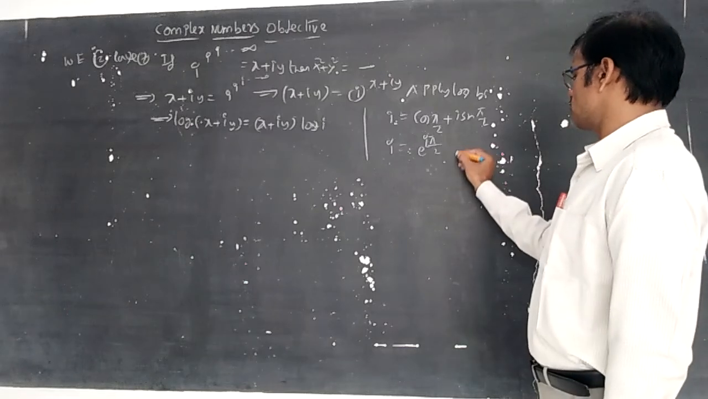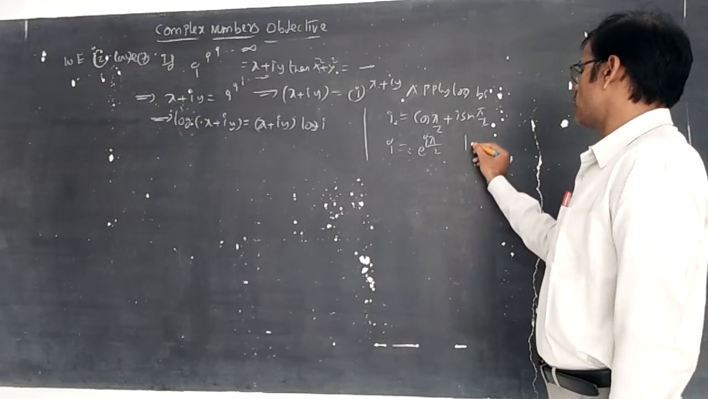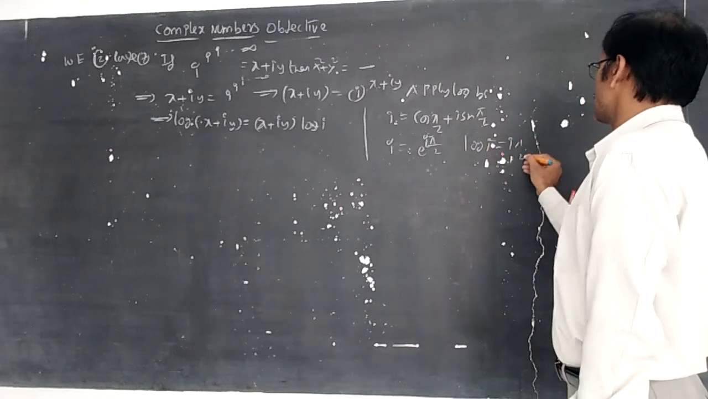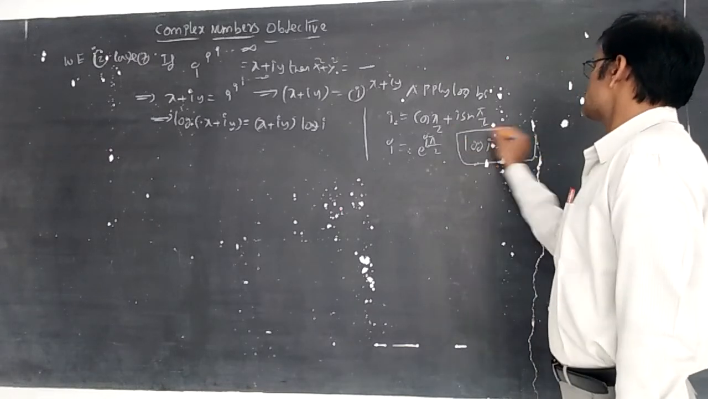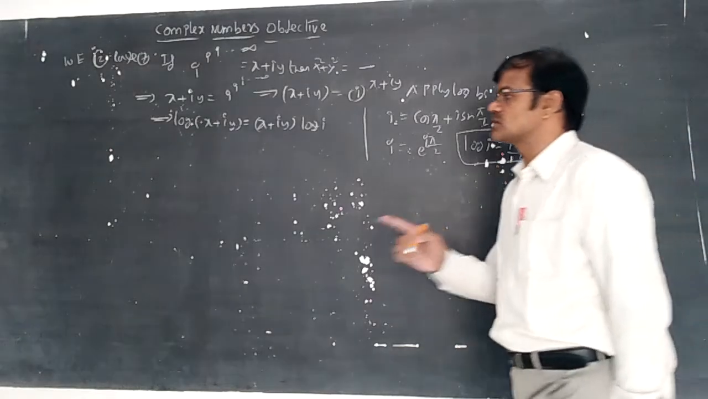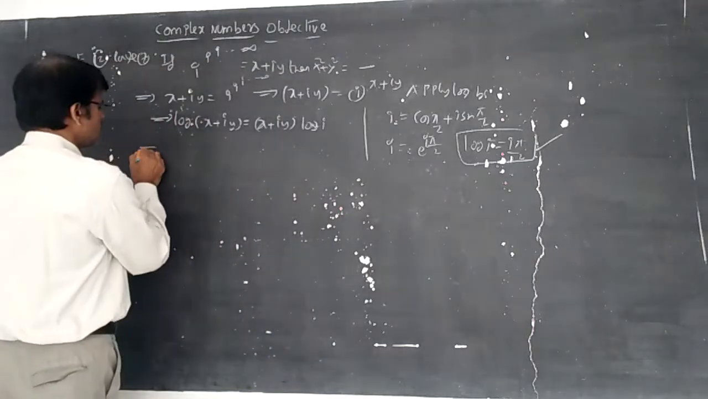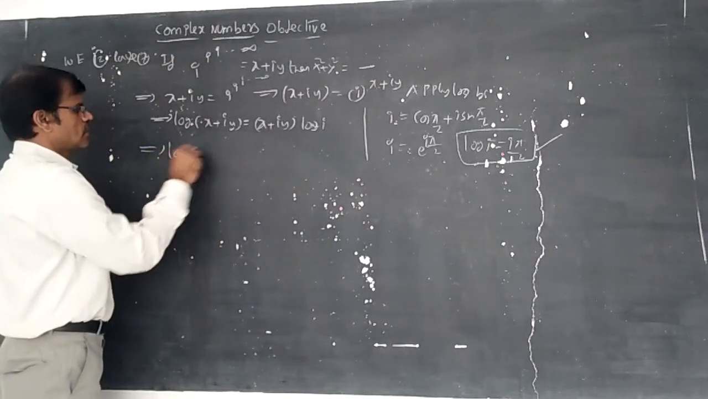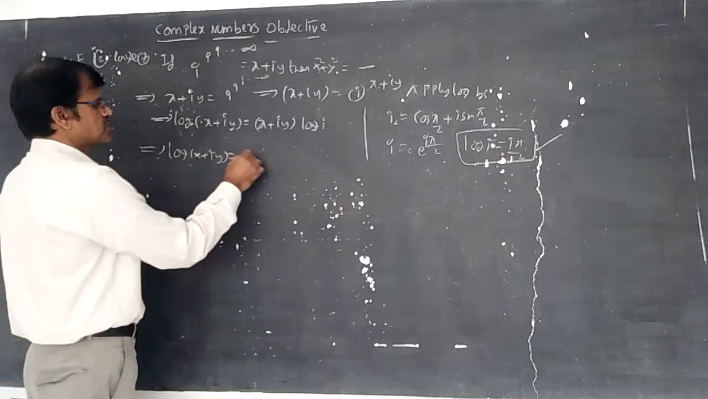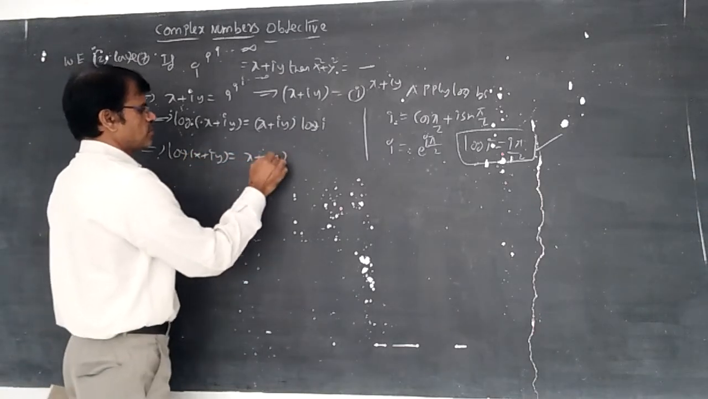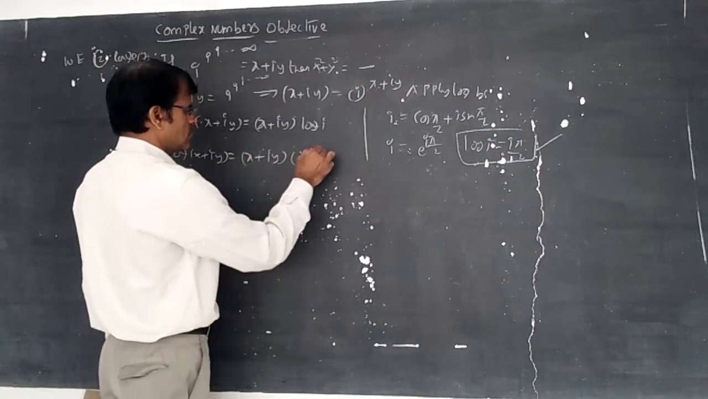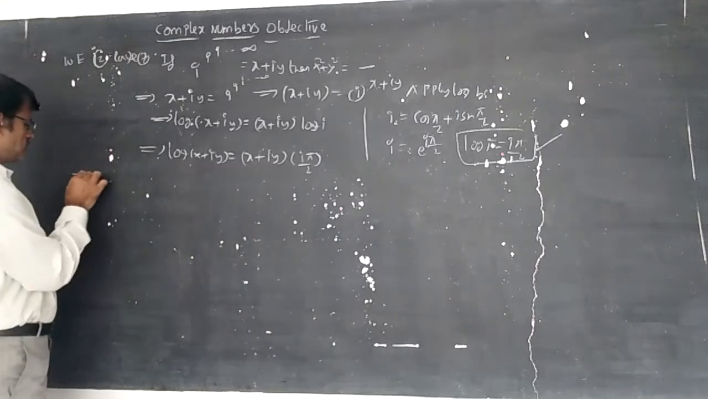Now apply log on both sides for this one. So log i is equal to i pi by 2 into log e. So instead of log i you can write i pi by 2. Hereafter don't forget the log i formula is i pi by 2. That implies log of x plus iy is equal to x plus iy into i pi by 2.